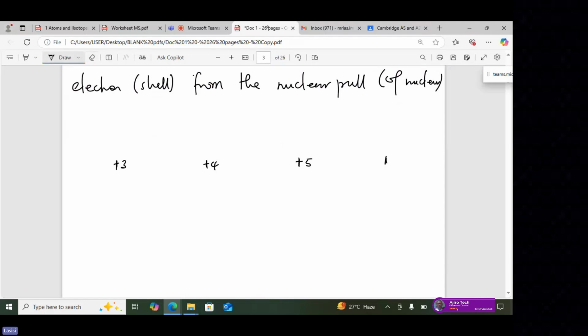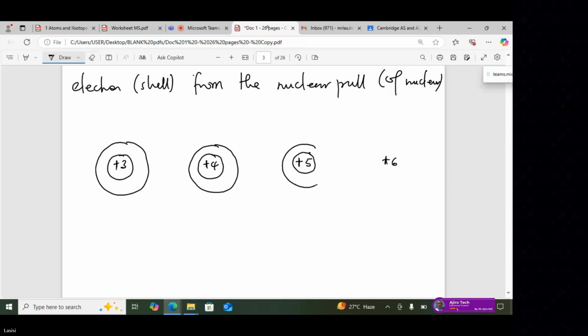They all have the same number of shells: shell 1, shell 2. So the electrons here are 1, 2, 3; 1, 2, 3, 4; 1, 2, 3, 4, 5; 1, 2, 3, 4, 5, 6.